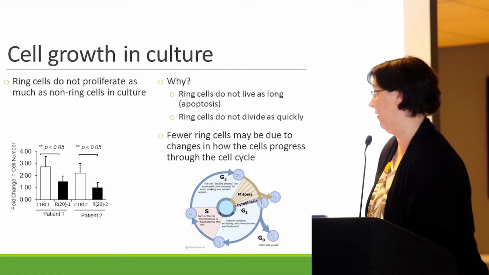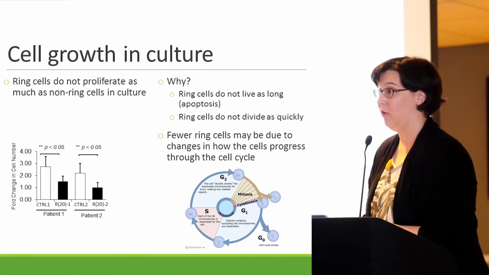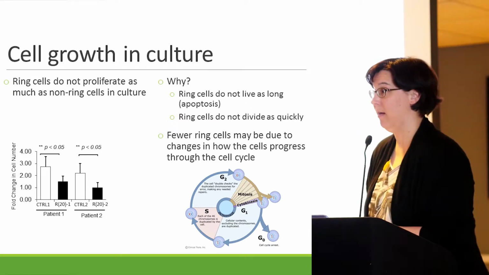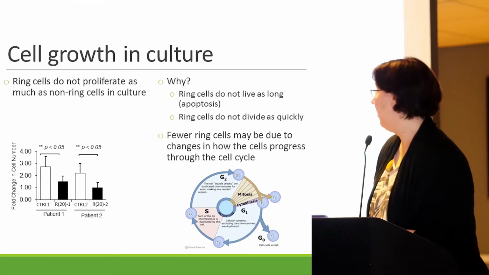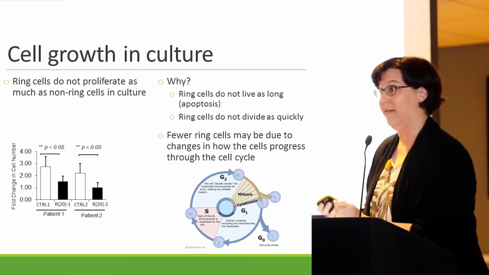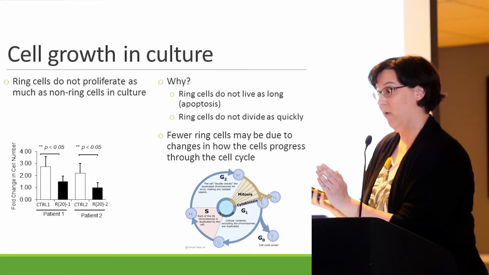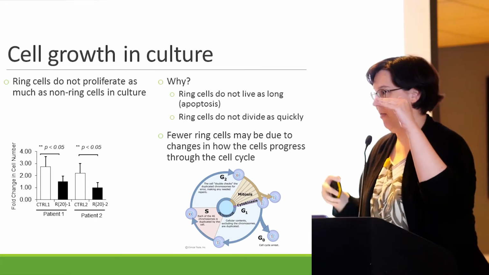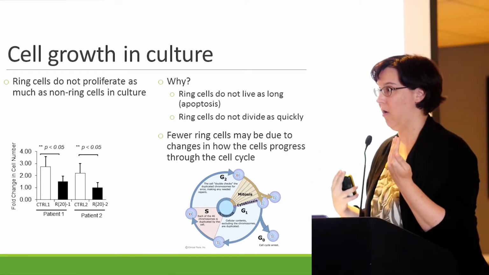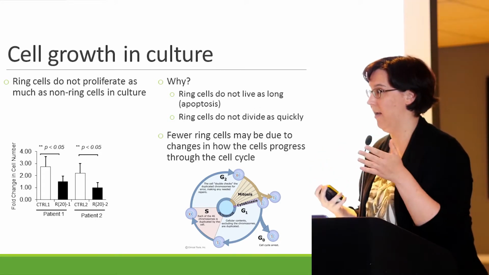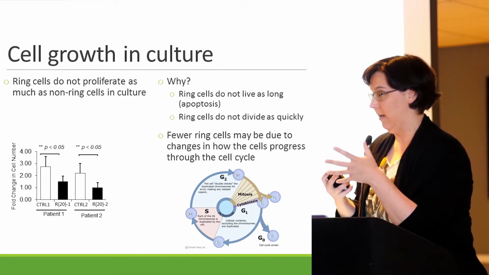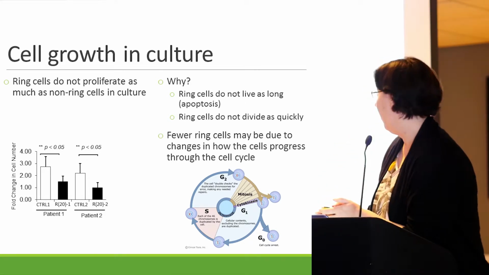So why are the ring cells not growing as much? There were 2 possibilities that we looked at. Either the ring cells were dying, or the ring cells just didn't divide. Our cells are constantly dividing. So if the normal grows at a certain rate and the ring cells grow much slower, this could also explain why, over time, in our Mosaic cell lines, it just became normal.